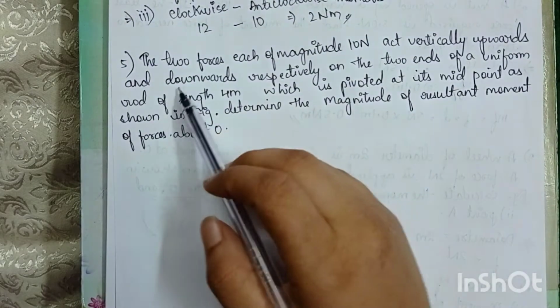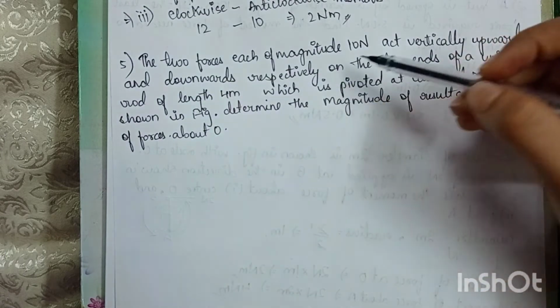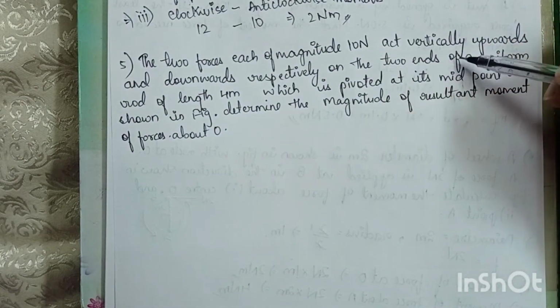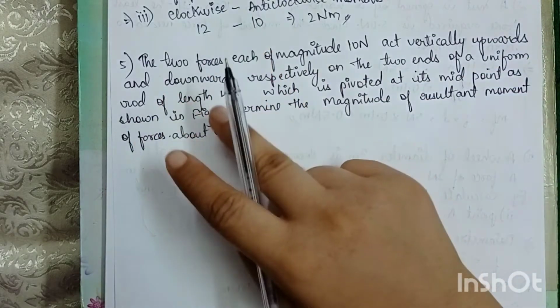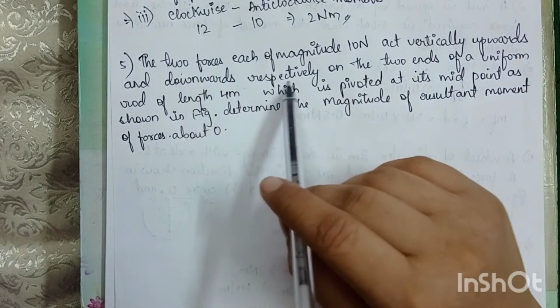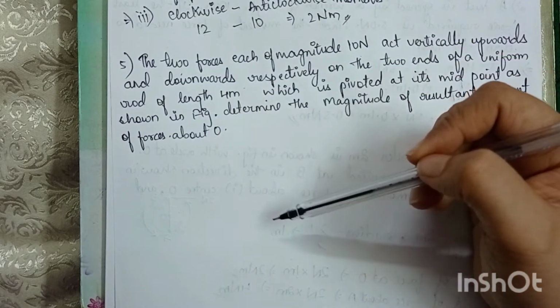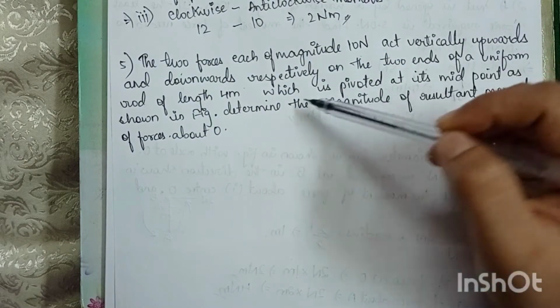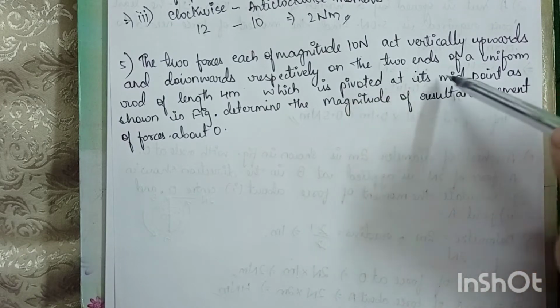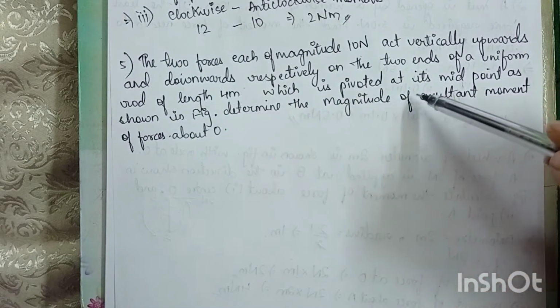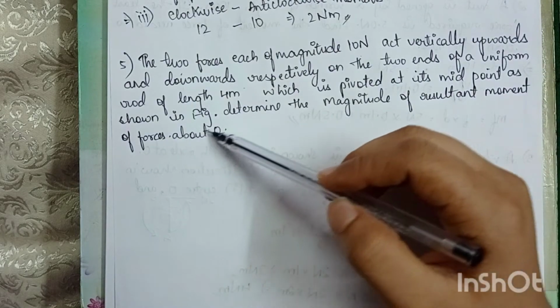So now our fifth question: two forces, each of magnitude 10 Newton. The first force is 10 Newton, acting vertically downwards. We have two forces and the two forces are equal, which is 10 Newton. One force is vertically downwards and one is upwards, respectively on the two ends of a uniform rod. The distance is 4 meter, which is pivoted at its midpoint as shown in the figure.